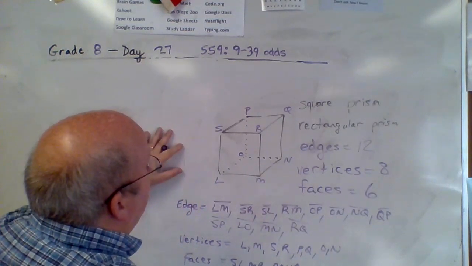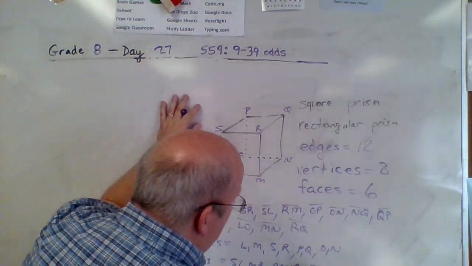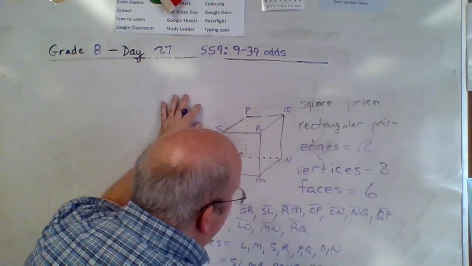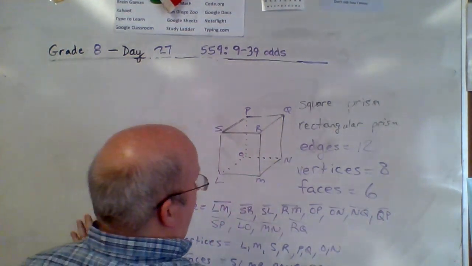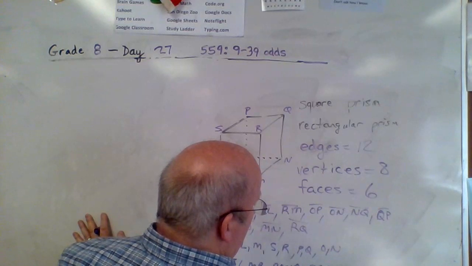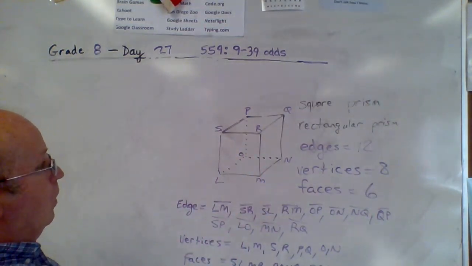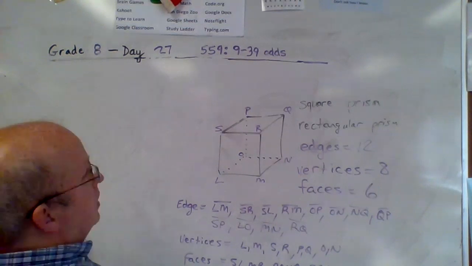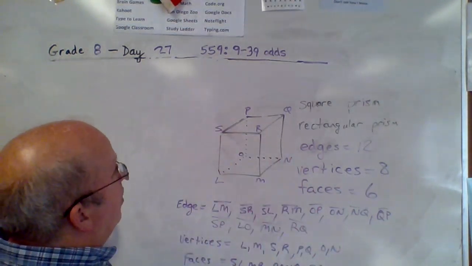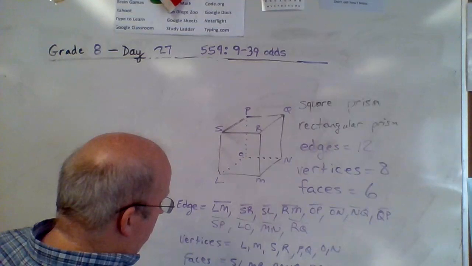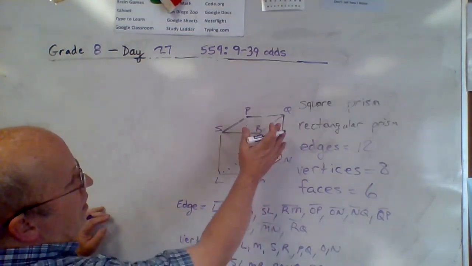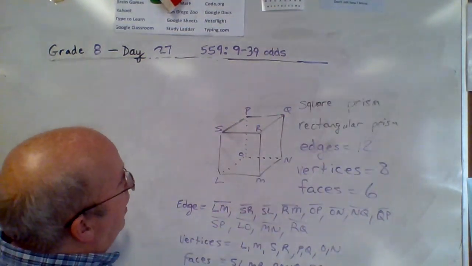How about the top one, SPQR? How about the bottom one, LONM? So I've done 4 of them. I need 2 more. How about the side one on the left side, SLOP? Ooh, slop. And the side one on the right side, RMNQ.